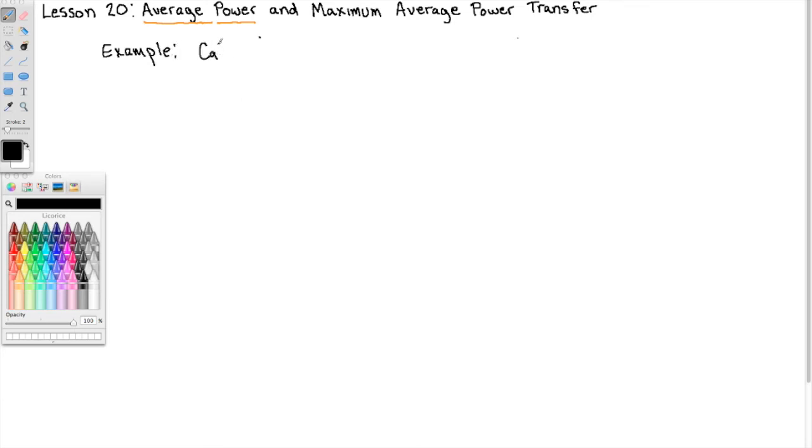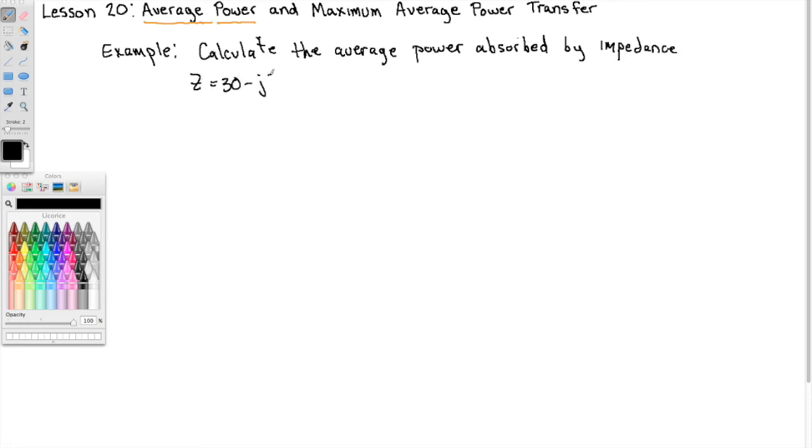Okay. Calculate the average power absorbed by impedance Z equals 30 minus j70 ohms when voltage V equals 120 angle 0 degrees is applied across it.